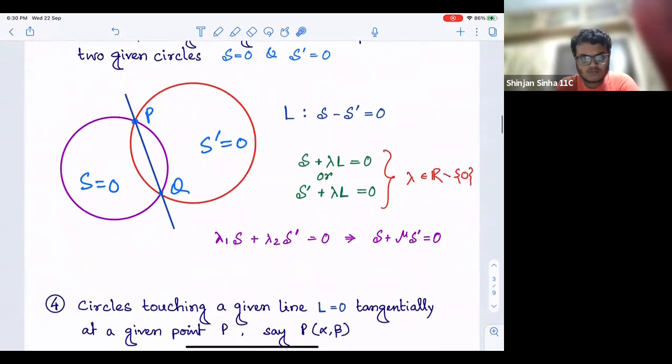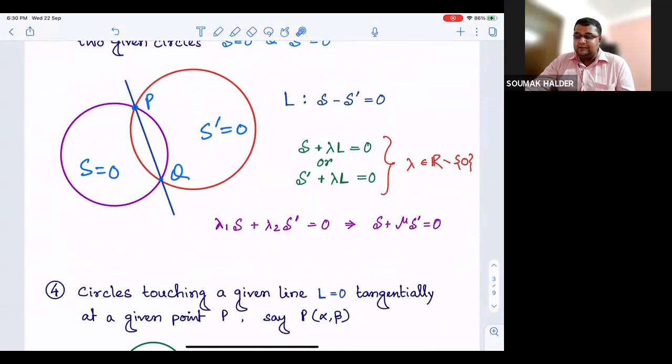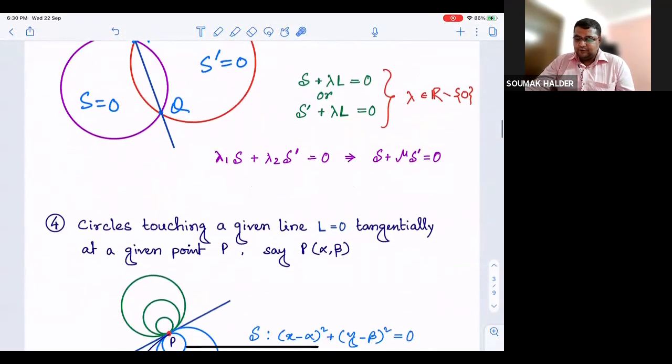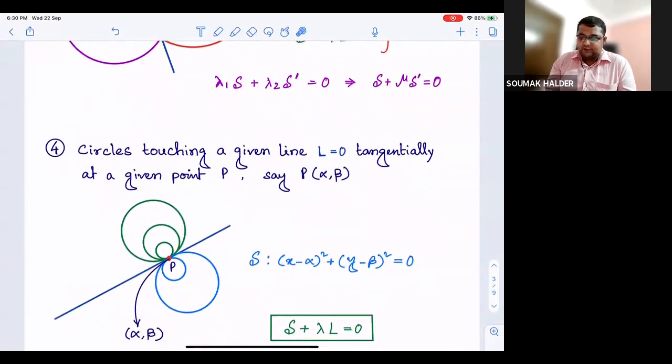The last and the fourth variation is circles touching a given line L is equal to 0 tangentially at a given point P, and we are assuming that P is given with the coordinates alpha comma beta. So as per the diagram, we can have such a possible representation. So over here, we do have the reference of line as L is equal to 0, but the S is equal to 0 reference was missing.